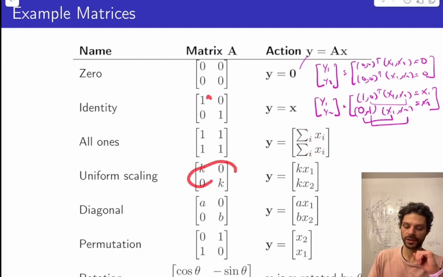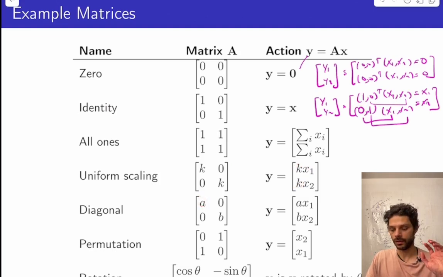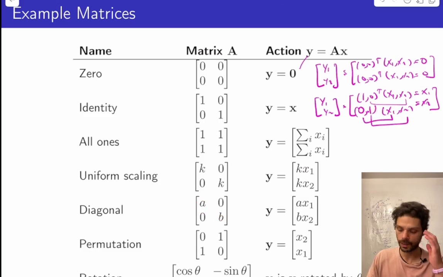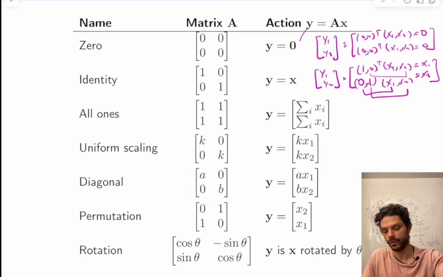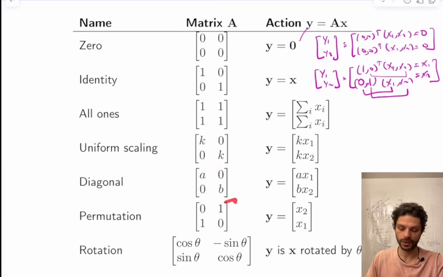Uniform scaling is just like the identity, but instead of having 1 there, we put k. So the values are actually blown up by a factor of k. But we can do other things. We can scale by different amounts. So we put in an a there, and a b there, and now we scale our inputs differently. That's a diagonal matrix. We're going to see that when we talk about SVD. You can do things like permutations. You can do things like rotations, where you take an input and rotate it by an angle theta.